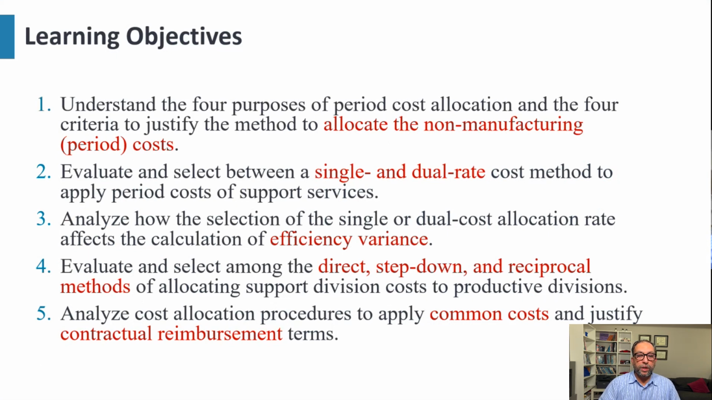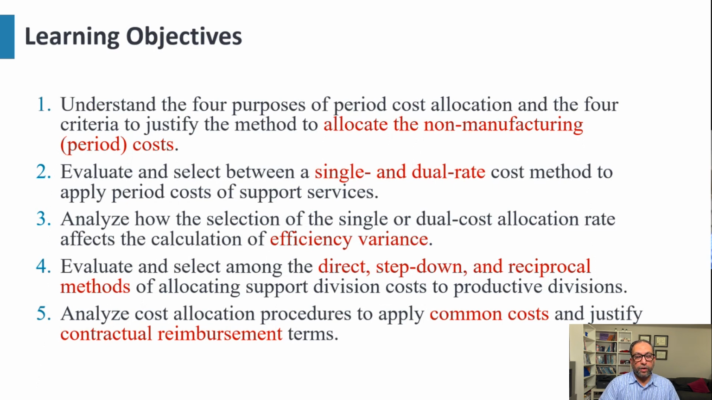Understand the four purposes of period cost allocation and the four criteria to justify the method to allocate the non-manufacturing or the period costs. We're going to discuss in detail these four different purposes, as well as the four criteria to justify the method to allocate these costs, which are not direct costs. Evaluate and select a single and a dual rate cost method to apply period cost of support services. Then we will talk about the two ways that we can allocate the cost of supporting departments or services departments to the production departments.